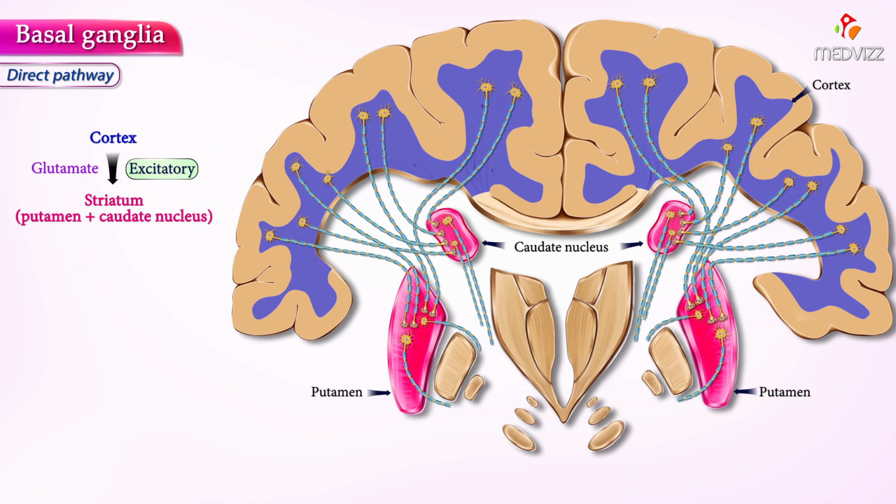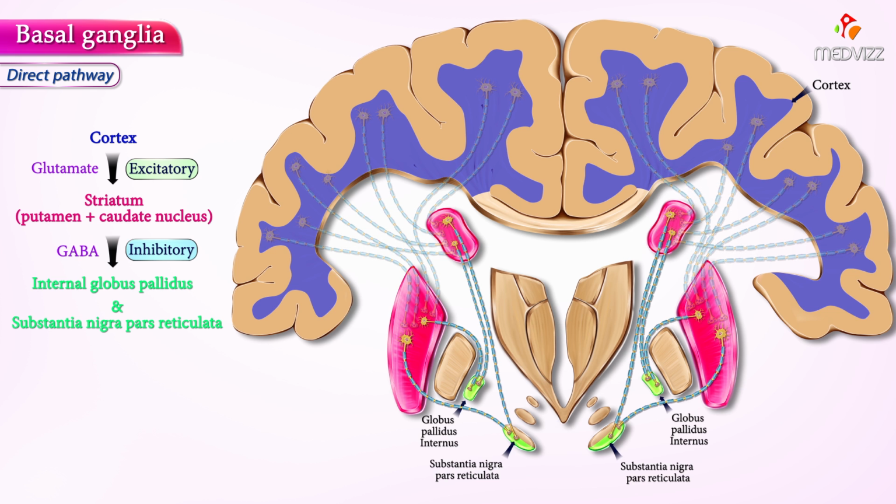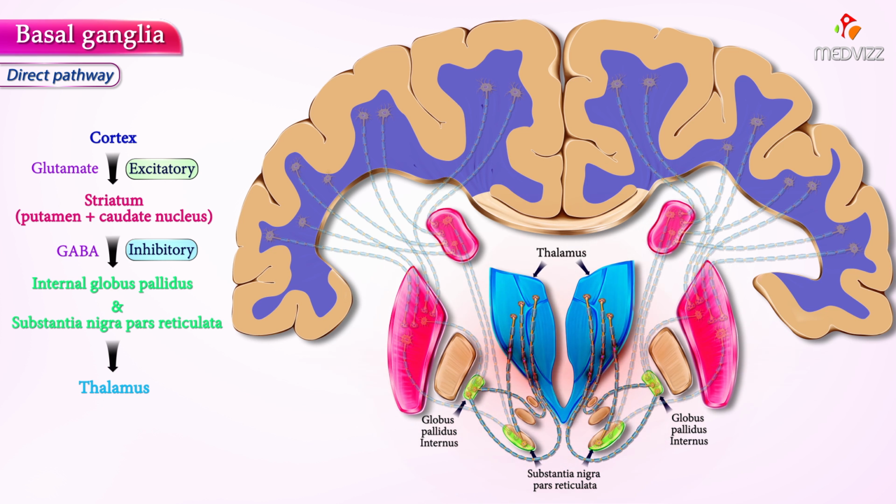These neurons, which are activated in the striatum, are inhibitory neurons, which use gamma-aminobutyric acid as their main inhibitory neurotransmitter. The axons from the striatum reach the globus pallidus internus and substantia nigra pars reticularis. So the pathway from the striatum all the way to the globus pallidus internus is inhibitory. The neurons from the globus pallidus internus and substantia nigra pars reticularis send their axons to the thalamus. And remember that even these neurons are of the inhibitory type.